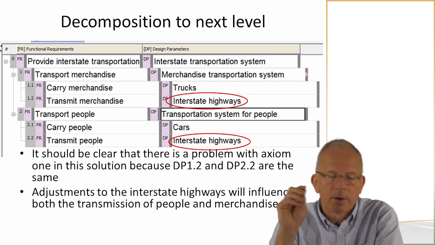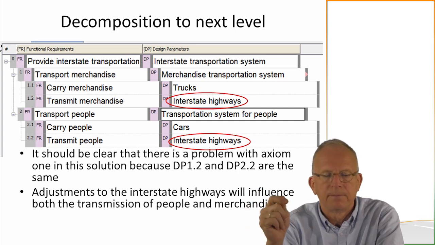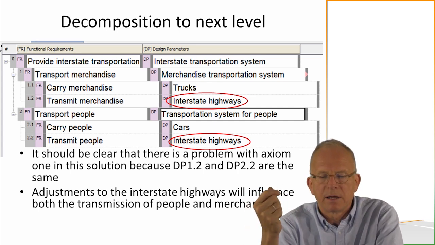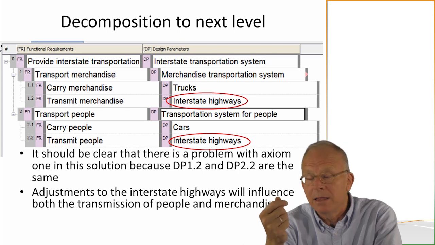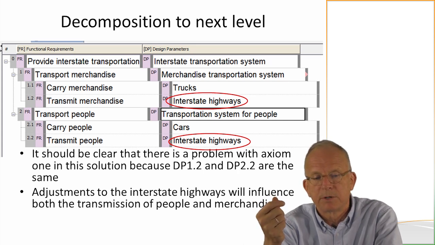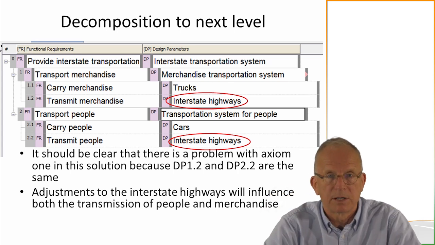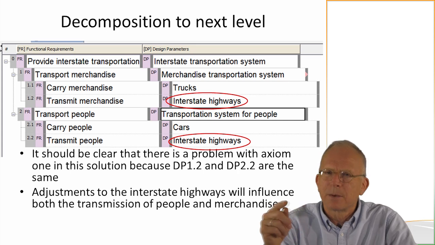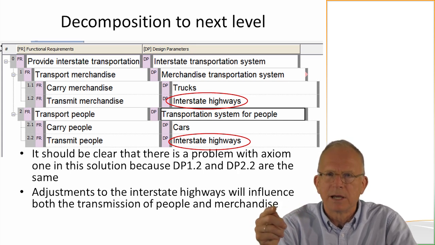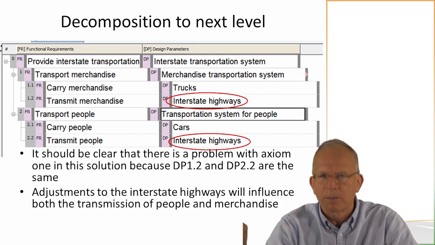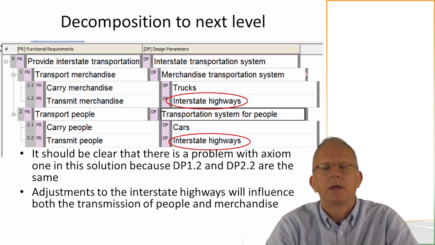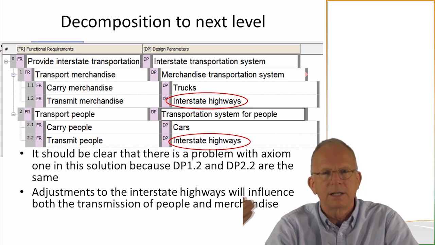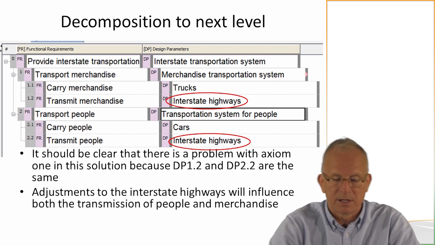Now, let me make one point here as an aside: almost anything we do to improve the transportation of merchandise will also improve the transportation of people and vice versa. So we need to think at some point, is this really a good decomposition? But let's put that critique aside for the moment and go ahead with the exercise so we see the inheritance.